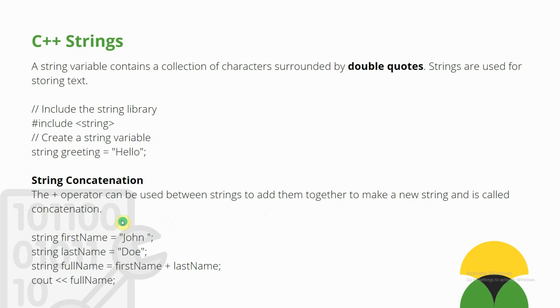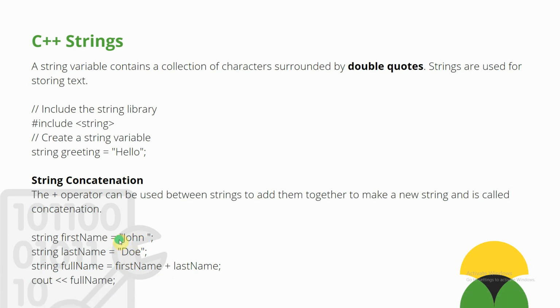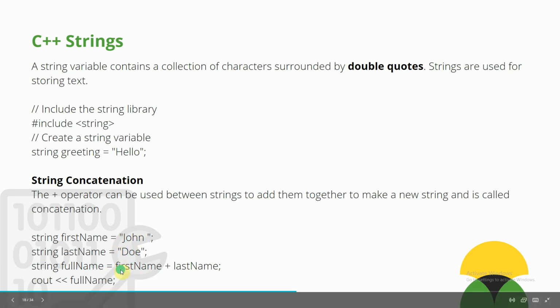In this example, first name is John and last name is Doe. That is their declaration as strings, and then if you declare full name equals first name plus last name, it will add the two declared names, John and Doe, into a single string. So it will display the full name variable, John Doe.